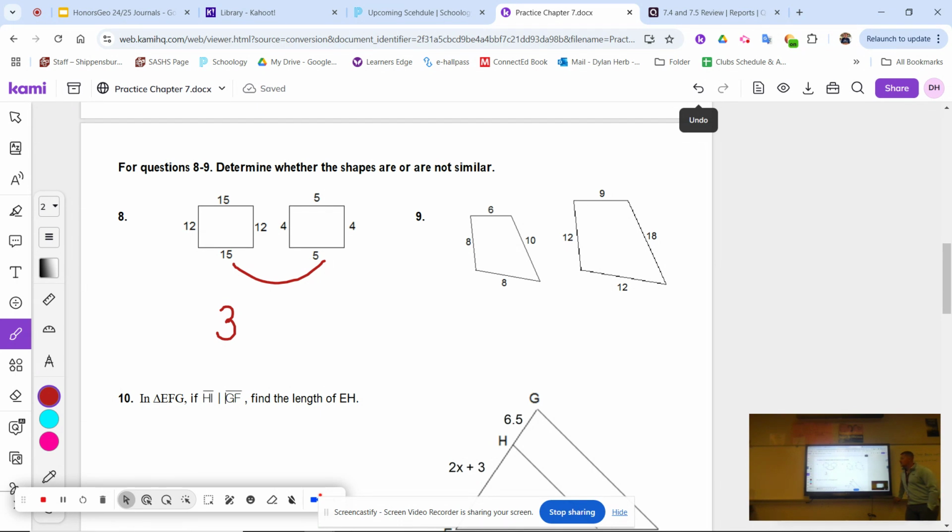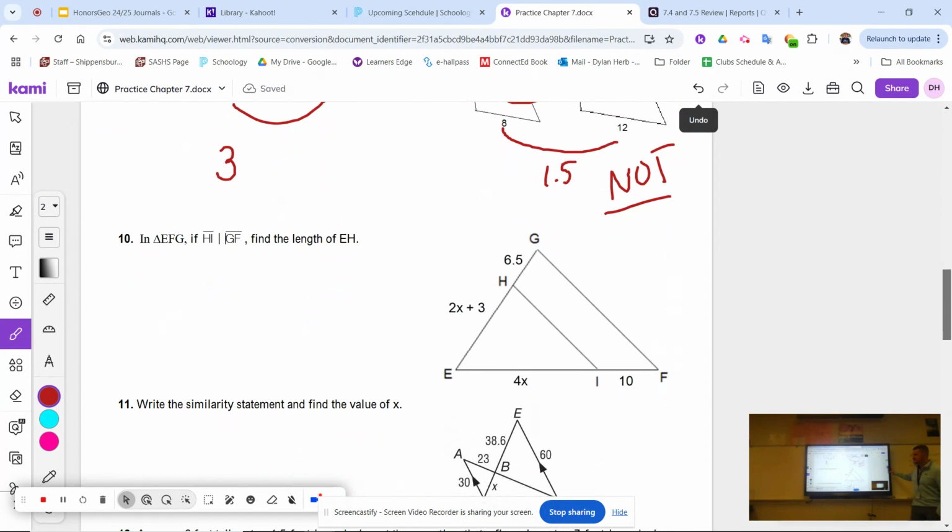This other one is going to be no. So the scale factor, if we go from left to right, would be multiplying by 1.5 for that side length. It's also 1.5 for that side length. It's 1.5 for that side length. However, 10 times 1.5 is not 18, it's 15. So this 18 would have to be 15 in order to call these similar. So this is not similar.